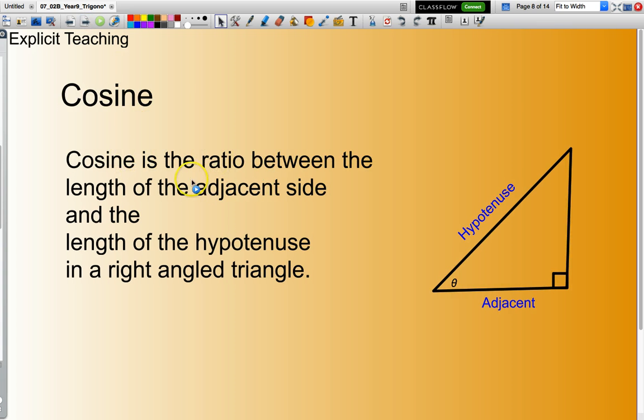Cosine is the ratio between the length of the adjacent and the length of the hypotenuse. And this here is the ratio, so the cosine of my angle theta equals the length of adjacent divided by hypotenuse.